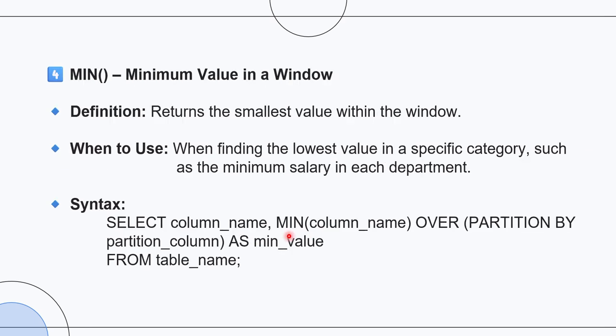The fourth function is the min function. It returns the smallest value within the window. The common use case is identifying the minimum salary within each department or the lowest sales amount within a region. So the syntax is the same, but the only difference is we use min here.